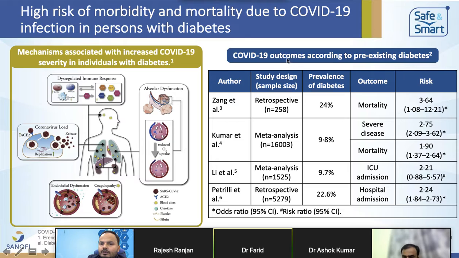COVID-19 outcomes according to pre-existing diabetes: multiple studies, Zhang et al., Kumar et al., have all shown that the risk is much higher in cases of diabetes. The patients taken into these studies had good sample sizes: 16,000, 1,500, 5,279, 258. It's a significant sample size, so there's less chance of these risks being altered or modified.